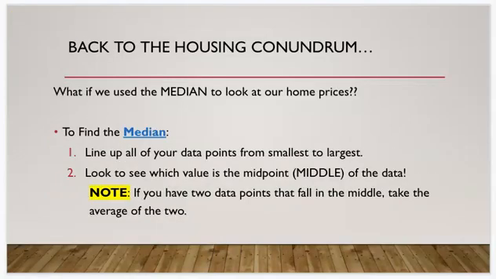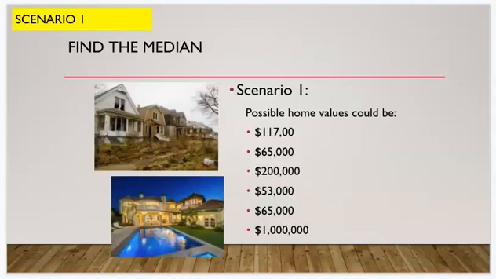Let's go back to our housing conundrum. What if we use the median instead of the mean to look at our home prices? Again, remember how you find the median? You line up all your data points from least to greatest and you find the middle of the data. And if there's 2 points in the middle, you add them together and take the average of the 2. So scenario 1, here's our possible home values: $117,000, $65,000, $200,000, $53,000, $65,000, and $1 million.